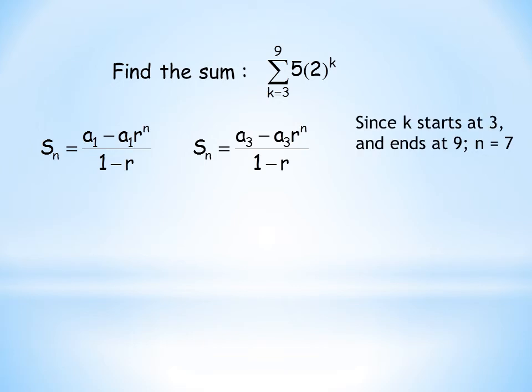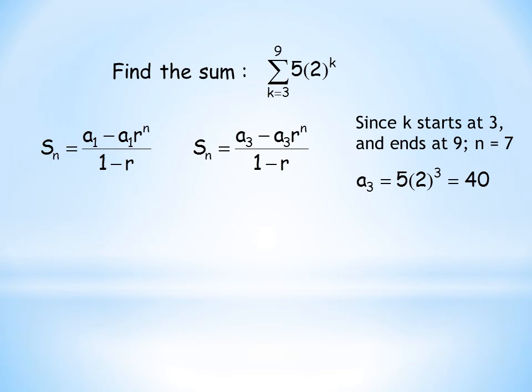Since k starts at 3 and ends at 9, I know there are 7 numbers. So 3, 4, 5, 6, 7, 8, 9, those are 7 numbers. Another way you can do this is take 9 minus 3 is 6, but that's going to tell you how many differences there are. So if you want to find out what n is, you're going to have to add one more to that.